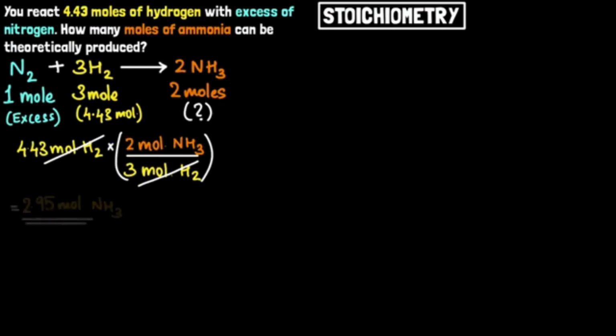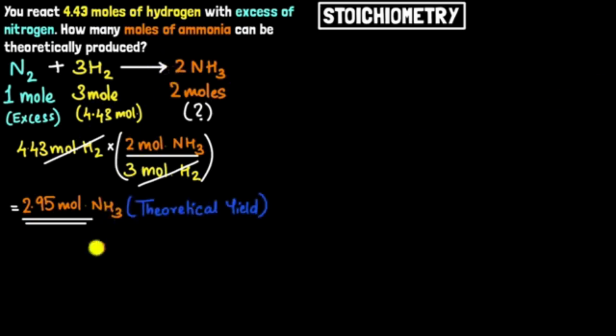Once we do that, we will get 2.95 moles of NH3, and that's our result. Now, a quick thing before we move on to the next problem is that this result that we obtained is called the theoretical yield, because this is the number that we get on paper.